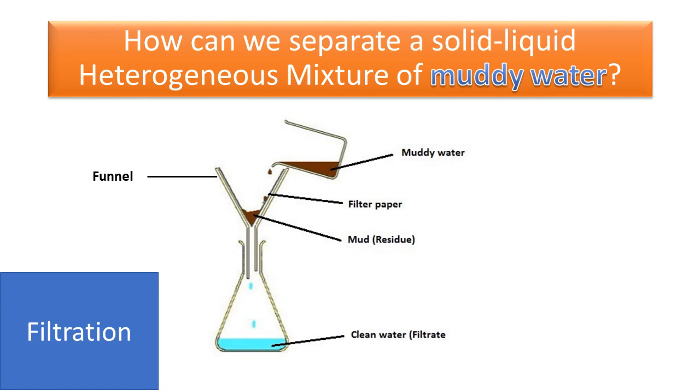What property do we depend on to separate muddy water by filtration? We use the size of the particles, because sand or mud particles are bigger than water. They are not able to move through the filter paper, and that's how they are collected as a residue.